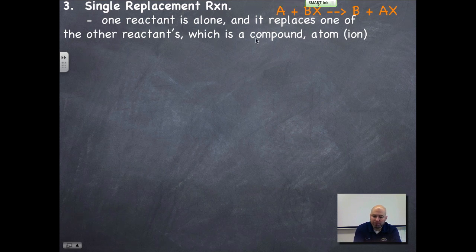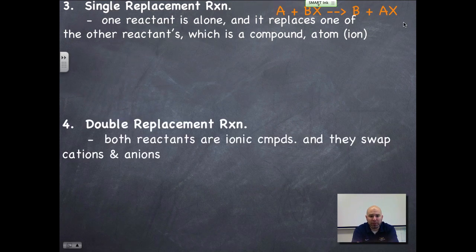The next one is a double replacement reaction. A double replacement reaction is where both reactants are compounds and they swap cations and anions. So a very simple example of this one, well, let me first show the generic. But notice A is with X and B is with Y, and then they swap.